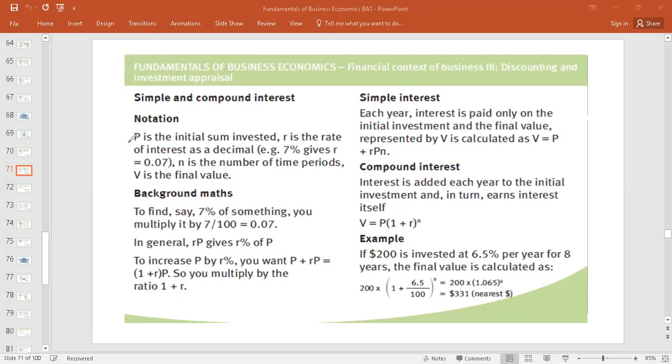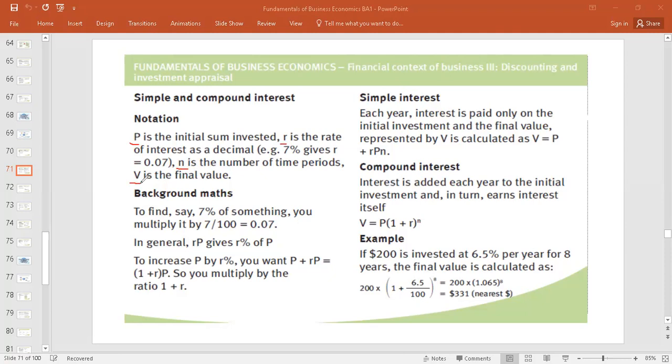So there are certain variables which are used. The initial investment amount is denoted as P, the principal amount. Then R is the rate of interest which is paid on the investment amount. Then N represents the number of time periods. Finally, when we calculate the final value, B is the final value.